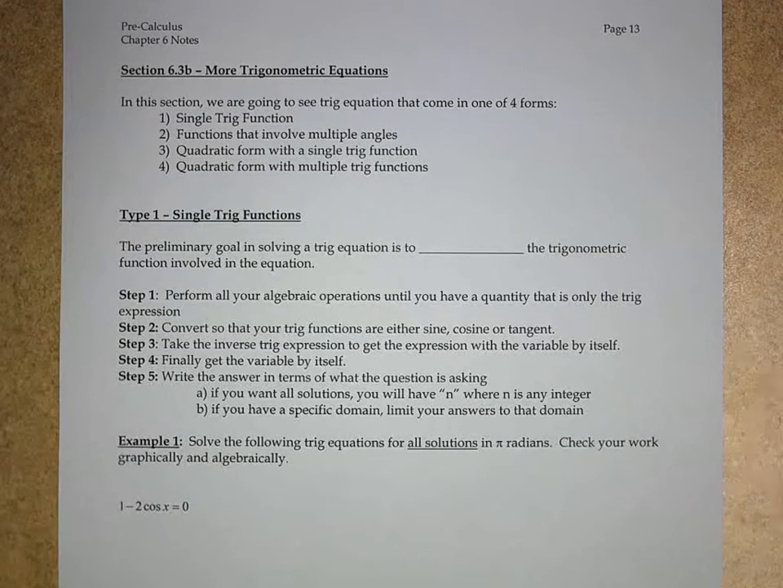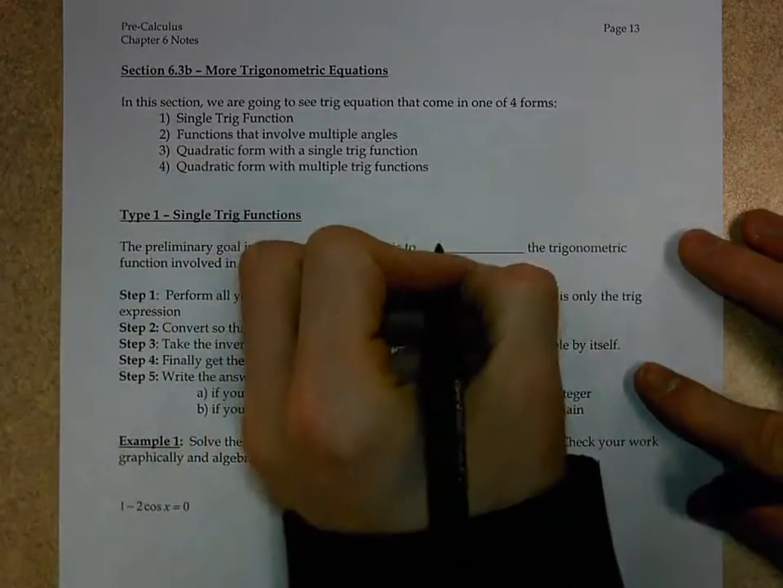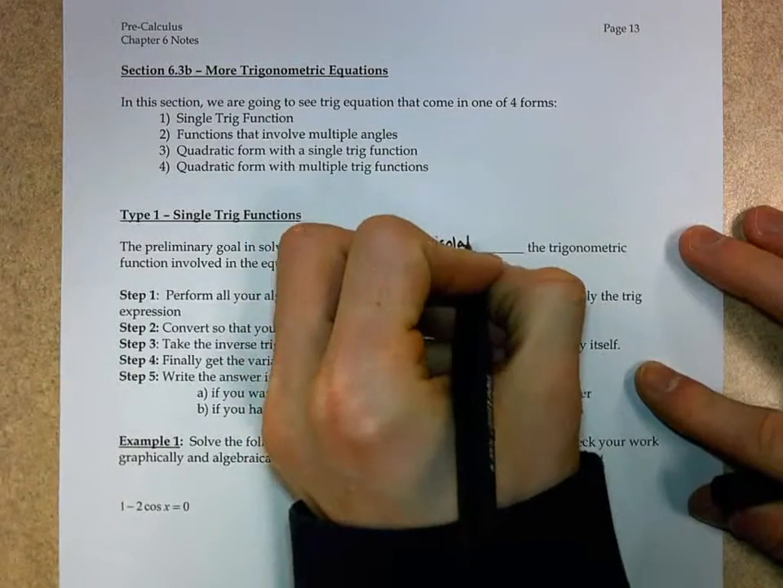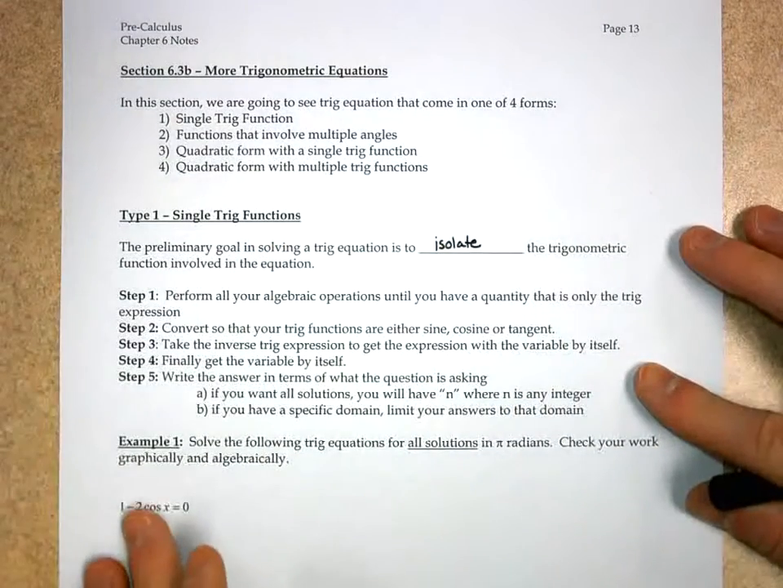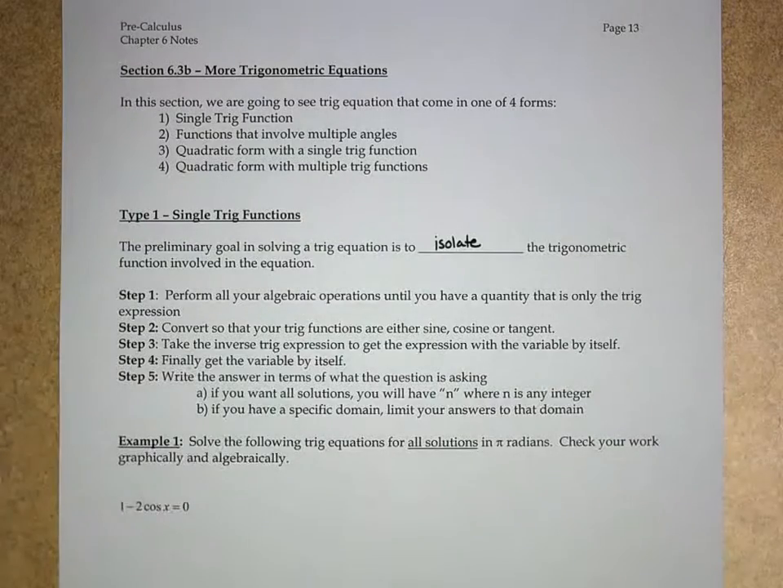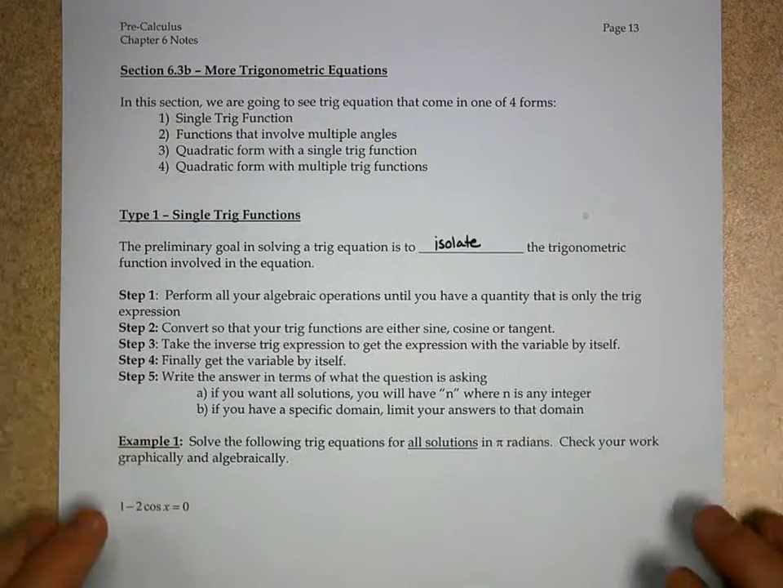And the goal with the single trig function is we're going to isolate the trigonometric function involved in the equation. In other words, we're going to get the trig function by itself, and then we're going to take the arc of that trig function. So if we have a cosine, we're going to get everything on the other side of the equal sign. Then we'll take arc cosine to both sides and simplify.